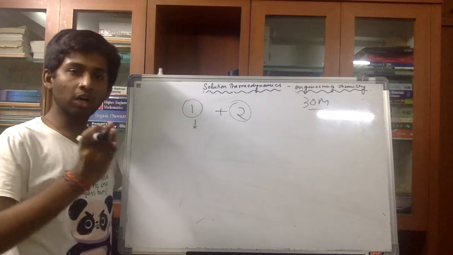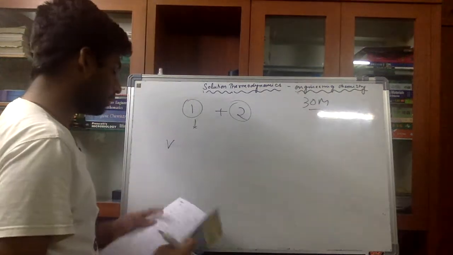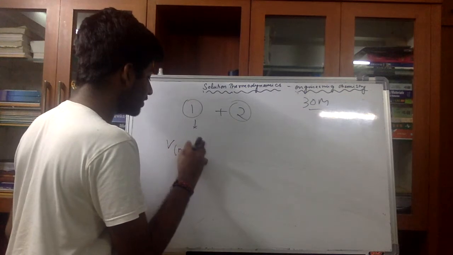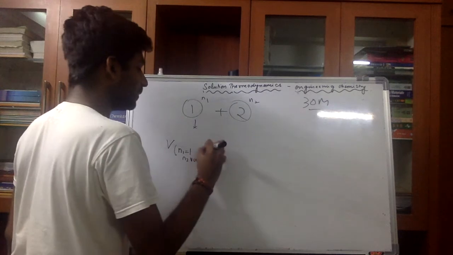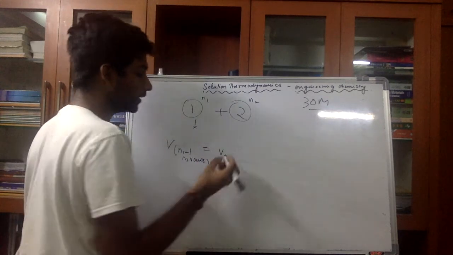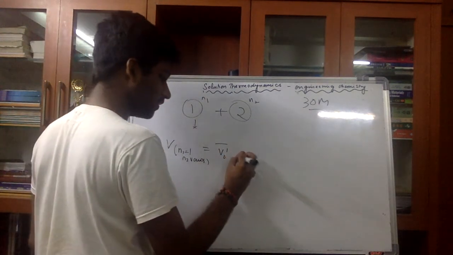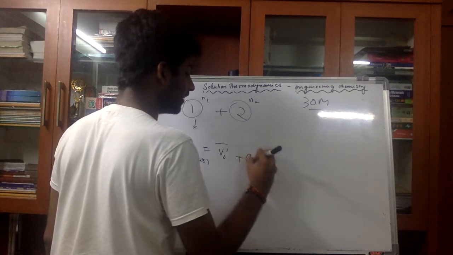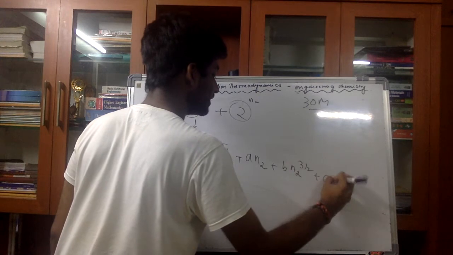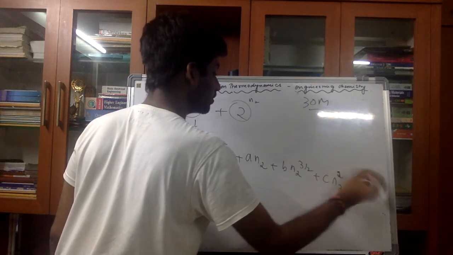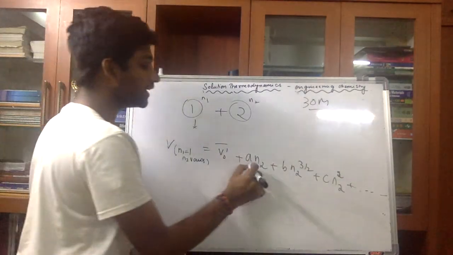So now let us talk about the change in volume in this case. The change in volume V here, considering the fact that N1 is equal to 1 and N2 varies, with N1 and N2 as the numbers of moles, will be equal to V0 1 bar, which is the factor for the pure substance, and then you will have A N2, and then B N2 to the power 3 by 2, and C N2 to the power 2, and then it goes on and on. So now the next question is, what are A, B and C?